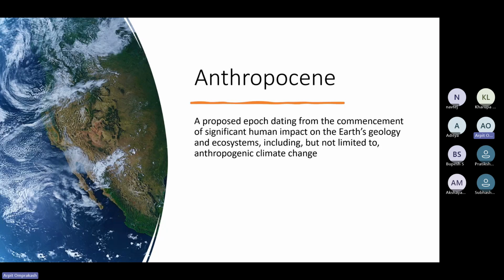It is still called a proposed epoch because some people feel that nuclear bomb testing was the beginning of the Anthropocene, whereas others feel it was the industrial revolution, where humans started having a very significant impact on Earth and its ecosystems. So because of that, it's written as a proposed epoch, but basically it's the beginning of the time where humans start having a very significant impact on Earth's geology and ecosystems.